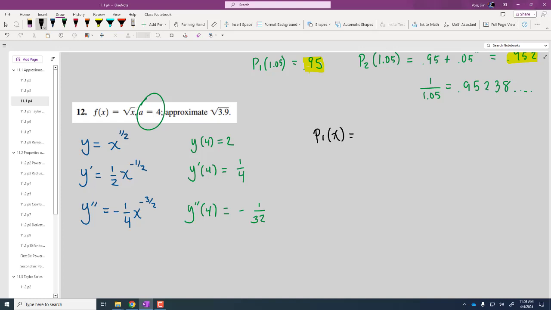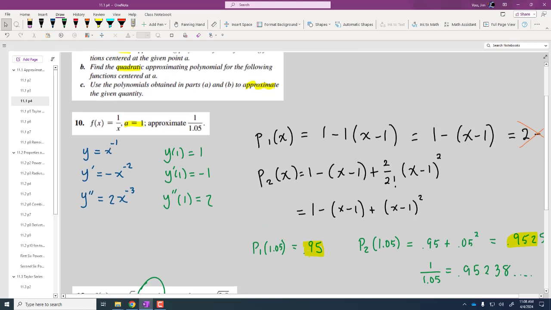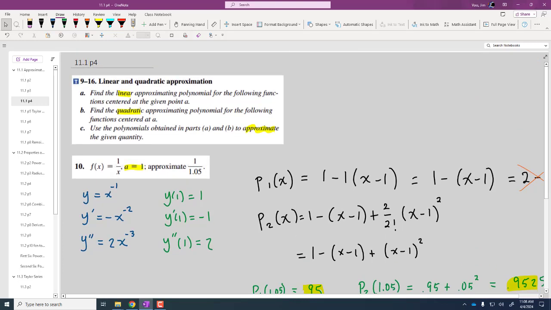All right, any questions up to that? Yeah, how do we know to only do a quadratic or whatever? It was just in the instructions. Okay. Yeah, it just said do first order and second order.